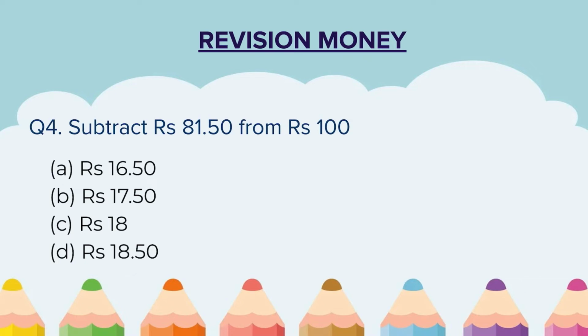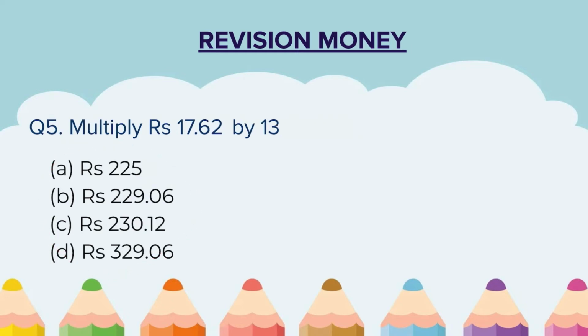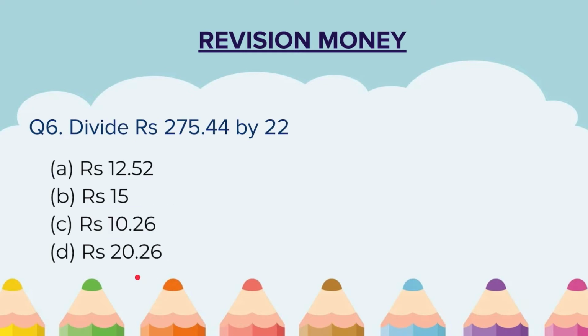So you have to basically add these two numbers and then choose the correct answer from the 4 options given here. Question 4. Subtract 81 rupees 50 paise from rupees 100. Here, do the subtraction and then choose the correct option from the 4 options given. Question 5. Multiply 17 rupees 62 paise by 13. Choose the correct answer from the options given below. Question 6. Divide 275 rupees 44 paise by 22. Choose the answer from the 4 options given here.